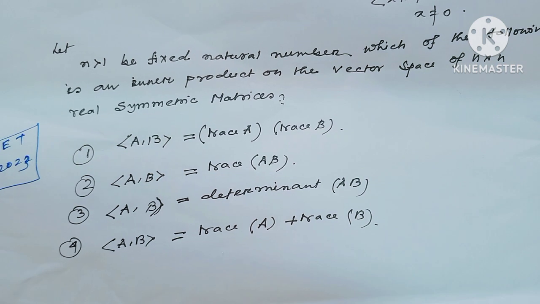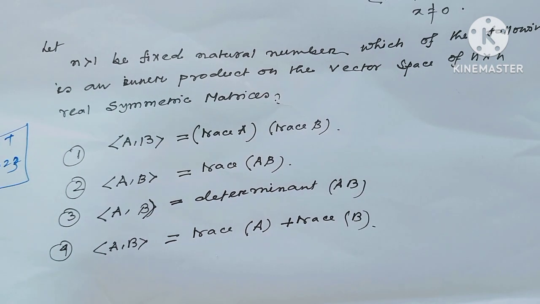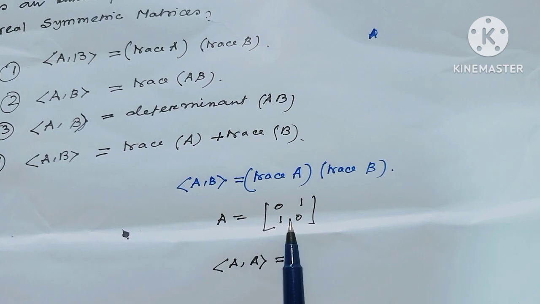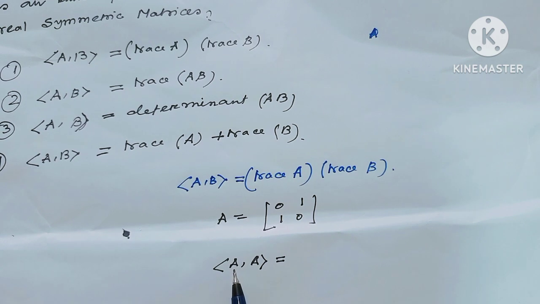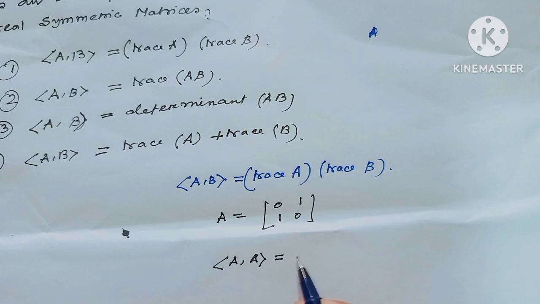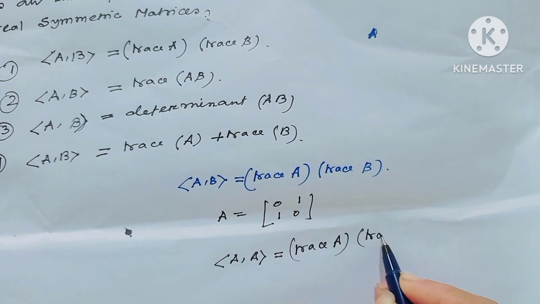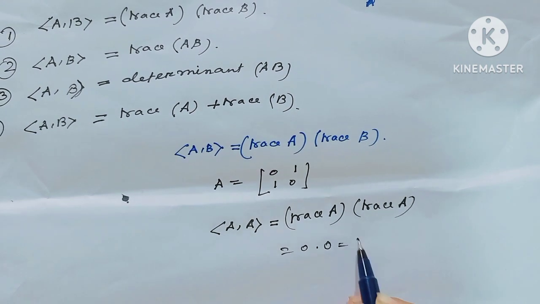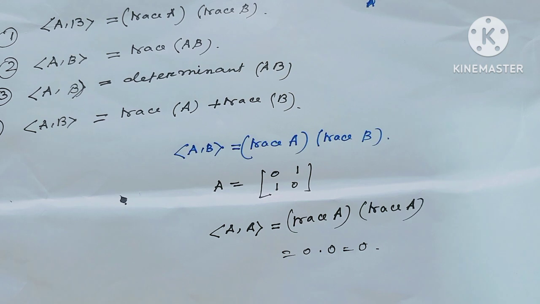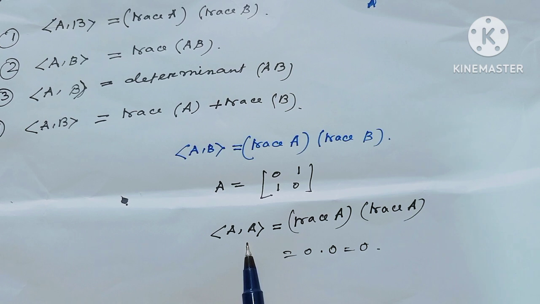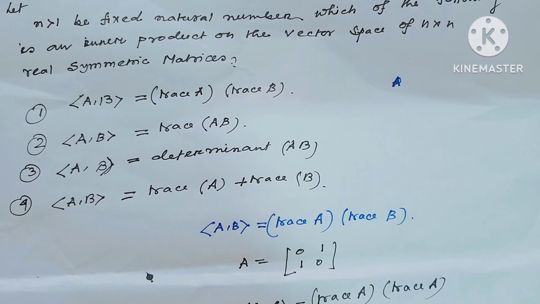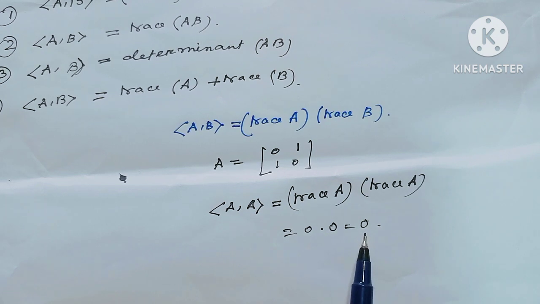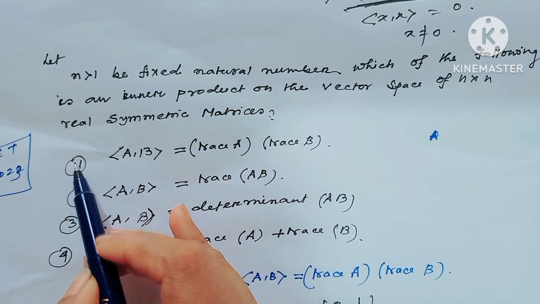Similar to before, I will first check the positive definiteness. First, inner product of A and B equal to trace of A times trace of B. For this, consider the matrix A equal to 0, 1, 1, 0. Then the inner product of A with itself means trace of A times trace of A, and here trace of A means 0 plus 0, which is equal to 0. Therefore this breaks option 1. I have got inner product of A with itself equal to 0, but A is a non-zero matrix. So option 1 is a wrong option.